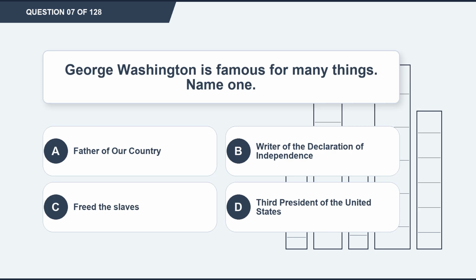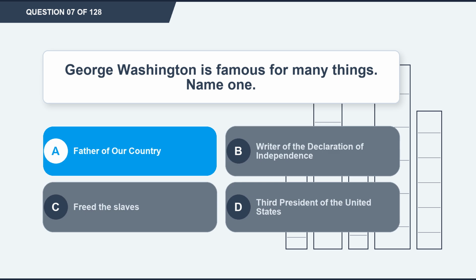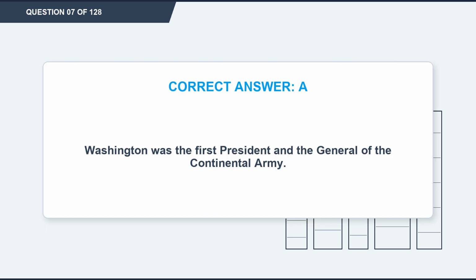Question 7. George Washington is famous for many things. Name one. Option A. Father of our country. Option B. Writer of the Declaration of Independence. Option C. Freed the slaves. Option D. Third President of the United States. The correct answer is option A. Father of our country. Explanation. Washington was the first president and the general of the Continental Army.